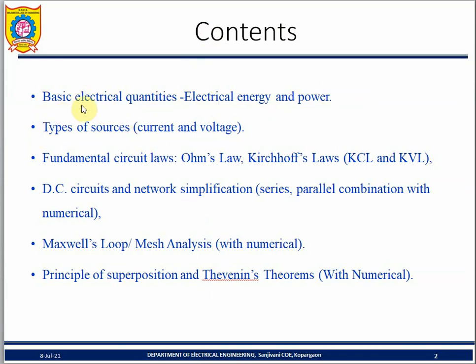The next one is the types of sources. What are the types of sources? Generally two types: DC source and AC source. That is how the sources are classified. The AC source is provided by the electricity board. How will it generate it? With an AC generator. What is the input of the generator? Mechanical energy. What is the output of the AC generator? AC electrical output.